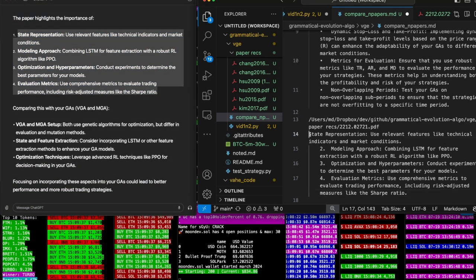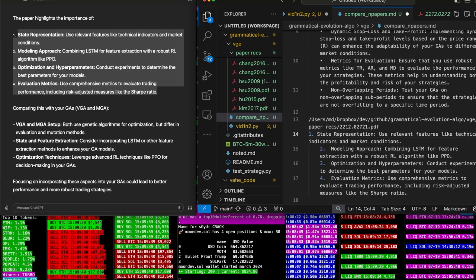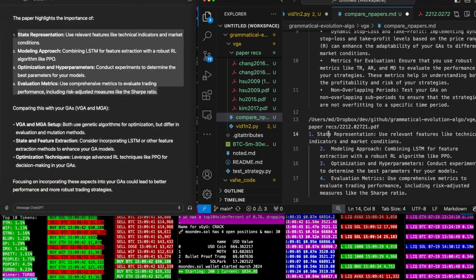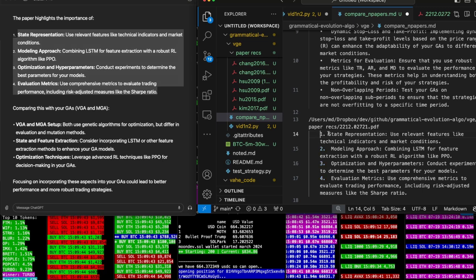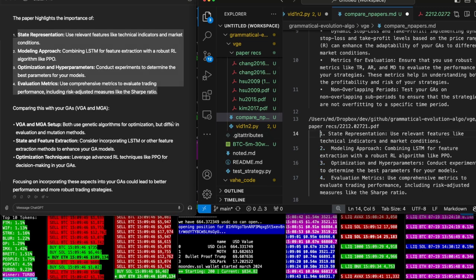So we can know what's going on in this paper a little bit. Get them all the way over there. There we go.